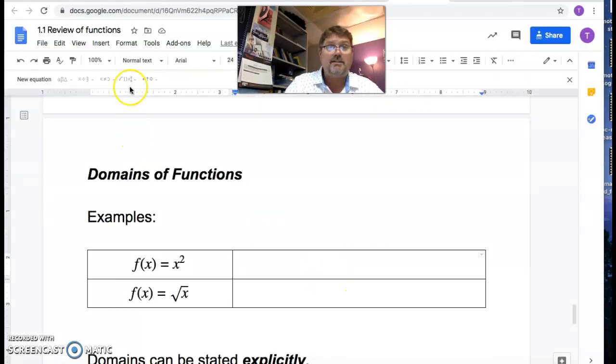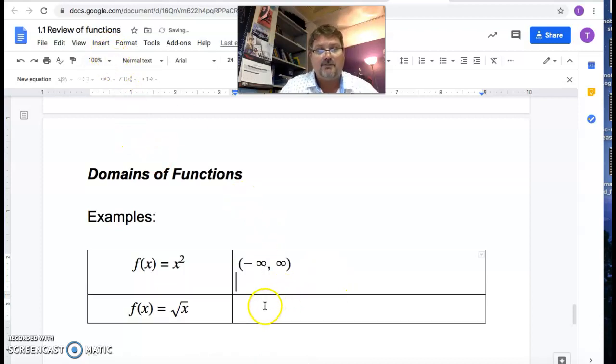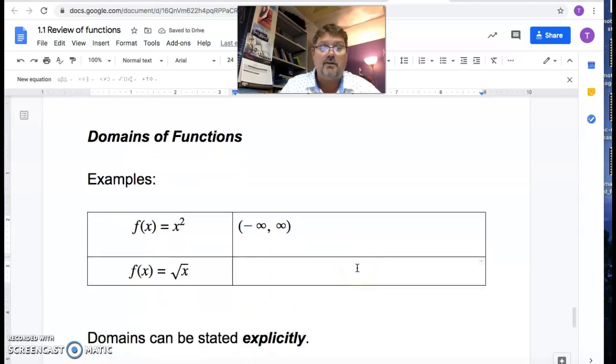And how would we write this? Well, we want to put negative infinity to positive infinity using our interval notation. You could put all real numbers. Notice I didn't include either one of those.